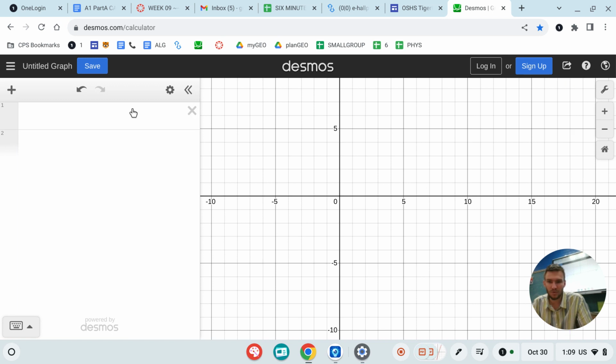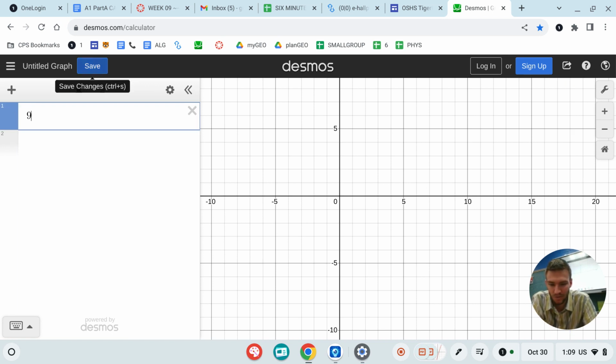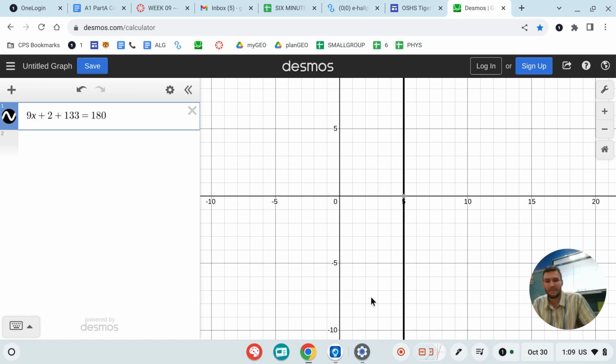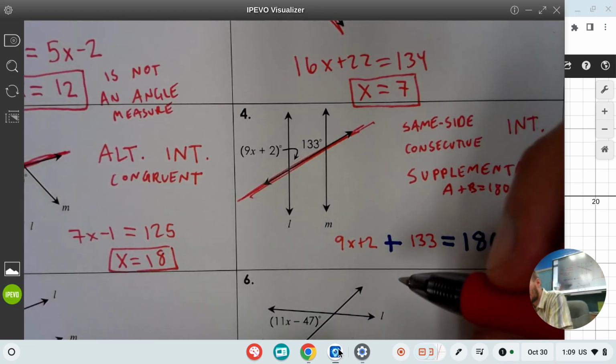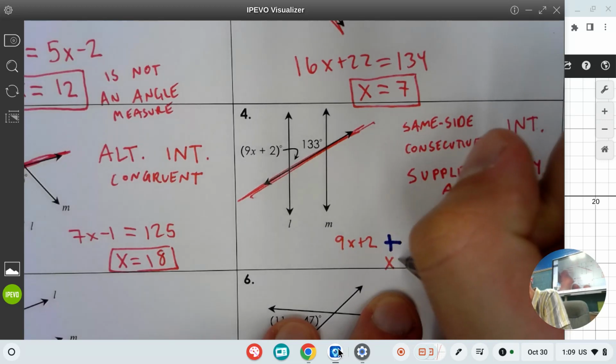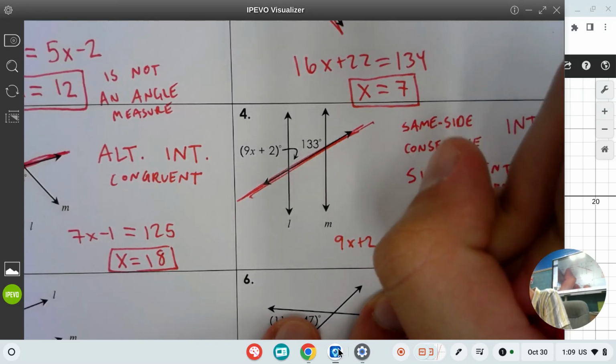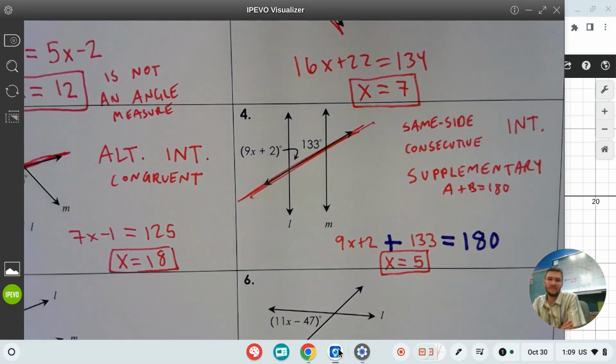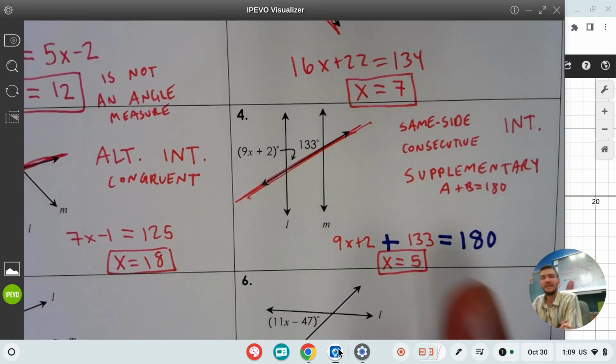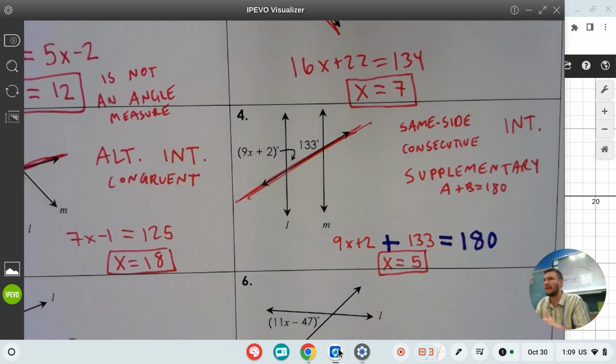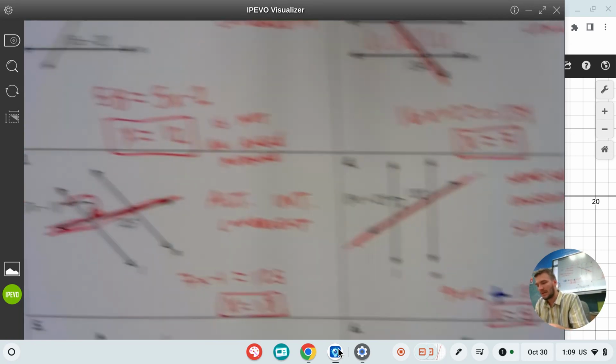Go to DESMOS. Again, these poor students in the past, back in my day. Easy. For us, we type it in, we get 5. Now remember, 5 is just the x value. It's not an angle. All right, that was our first time doing supplementary. Is that straightforward? Can we keep going? I want to just power through the notes. We're good? All right, sweet.